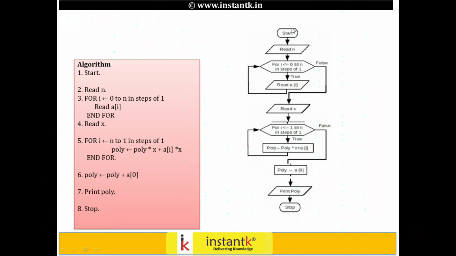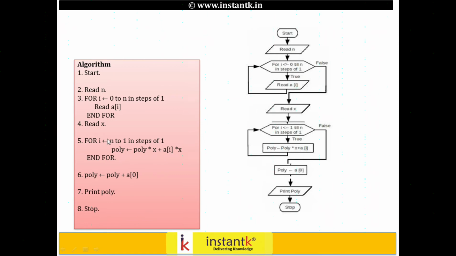This is a typical pseudo code in which we are reading n, and in a loop we read the different variables a[i], a0, a1, a2, a3, a4, for a given value of n, and we read x and then go through this simple iteration in which the polynomial is multiplied by x every time in the loop plus a[i].